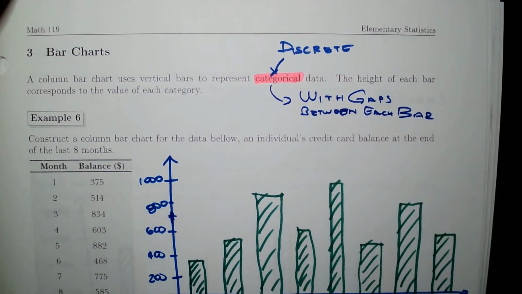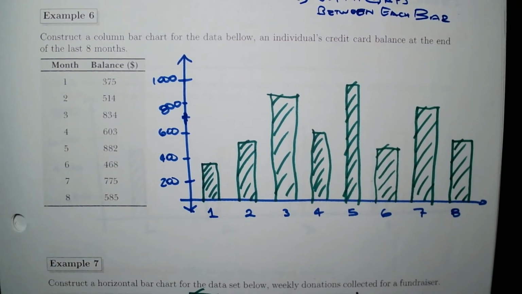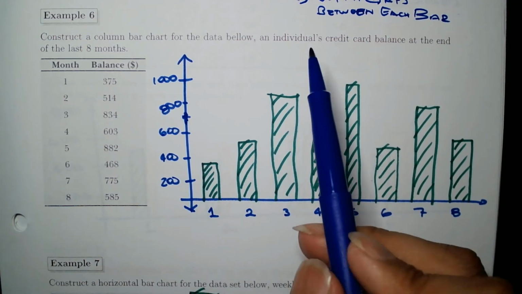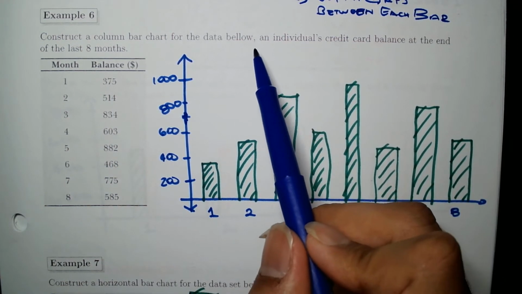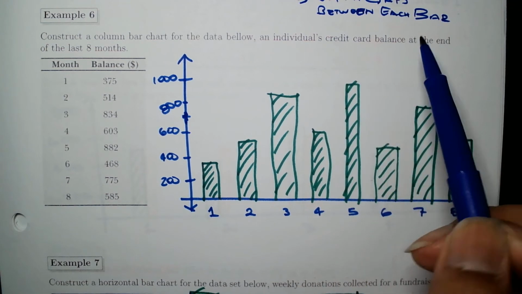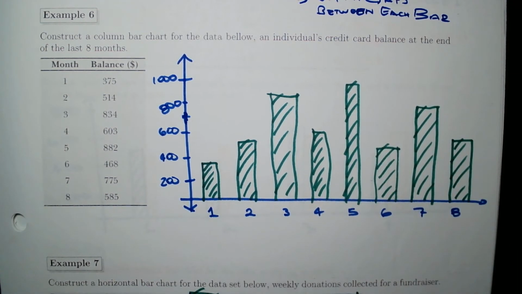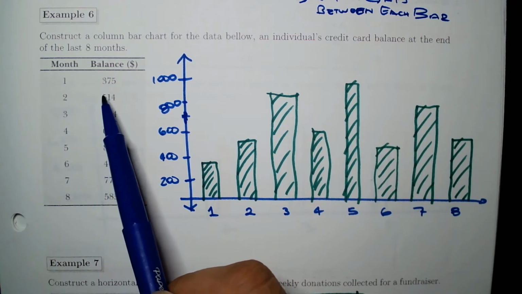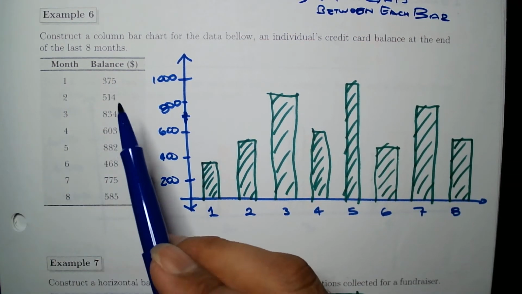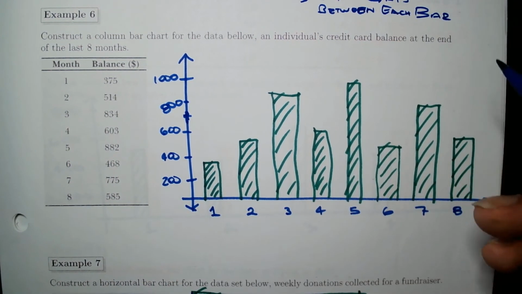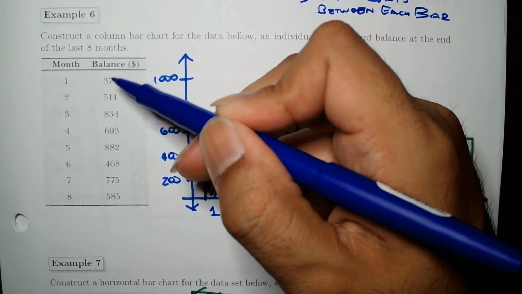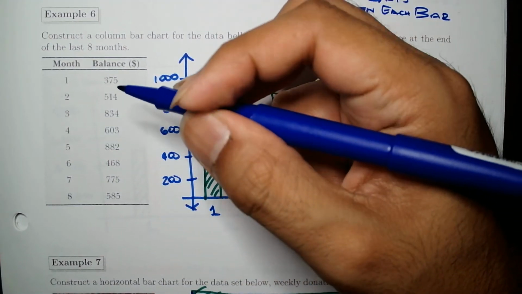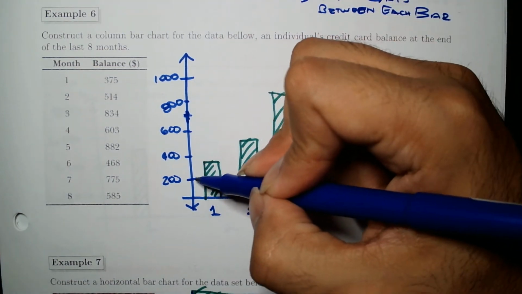All right, so in this case, what do we have? Let's construct the bar chart of this data here, in which an individual's credit balance at the end of the last 8 months. At the end of the first month is $375. At the end of the second month, $514, etc. And in this case, look at the balances, at these numbers, and observe the largest of the observations. That's going to help us decide how to divide the y-axis.